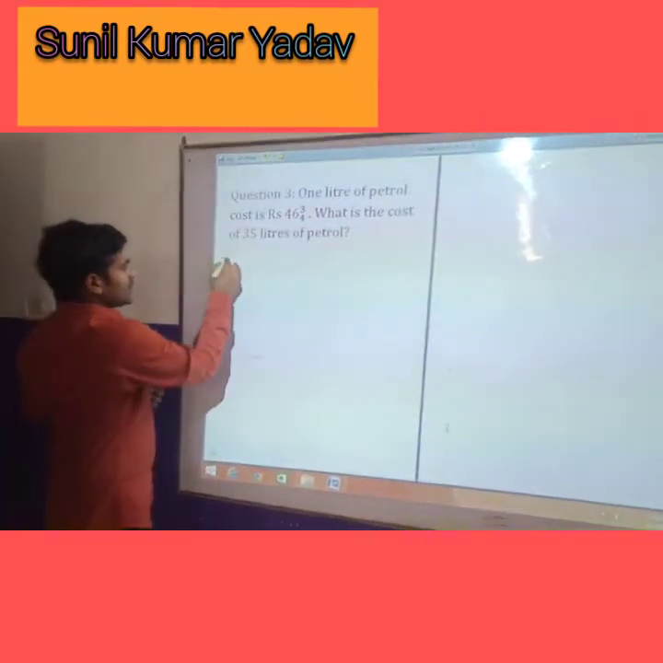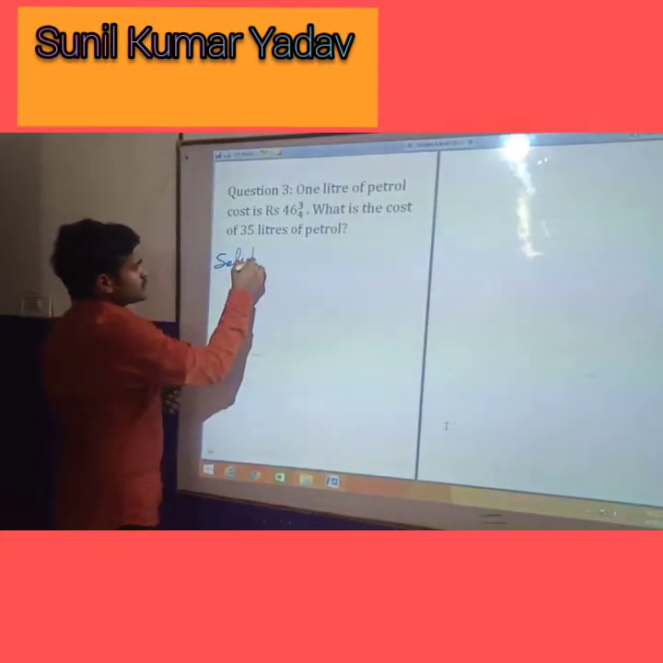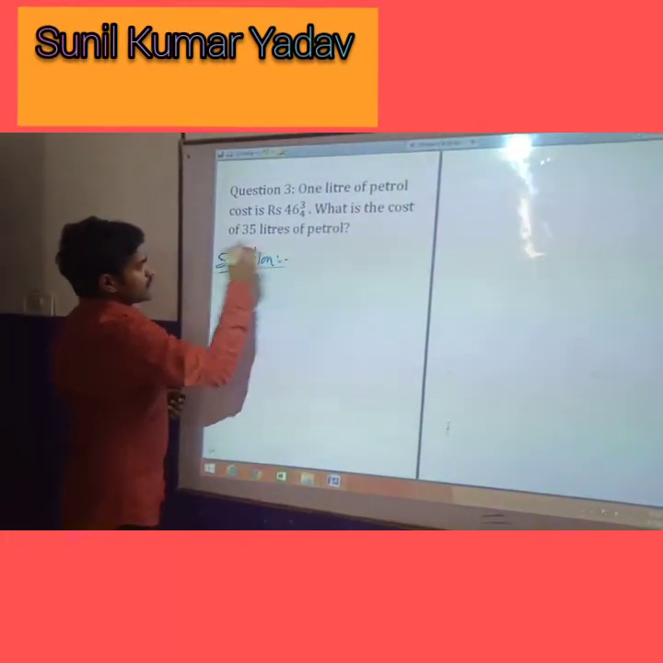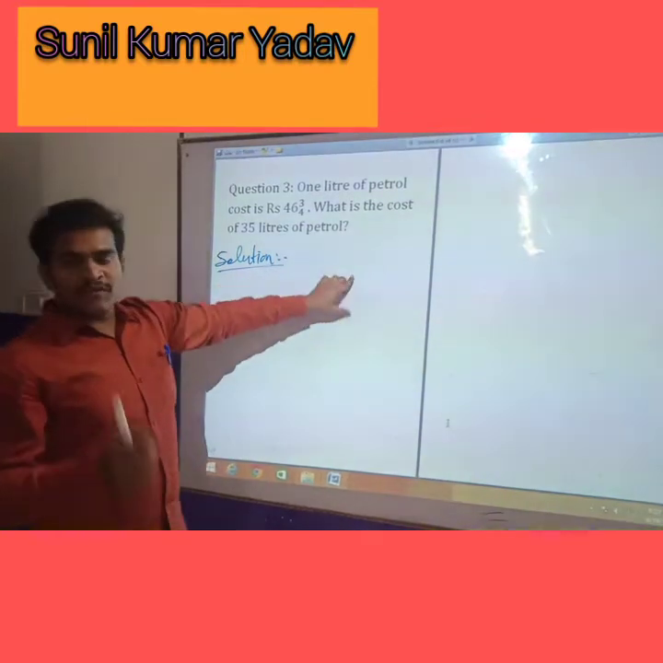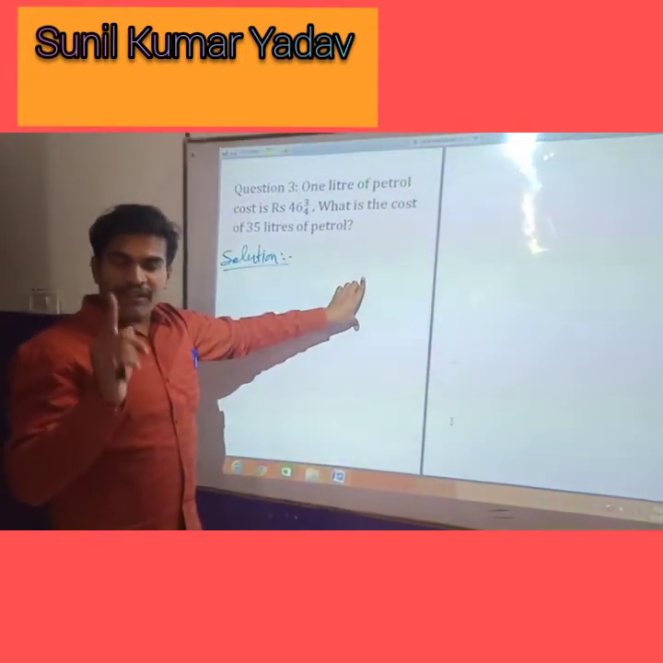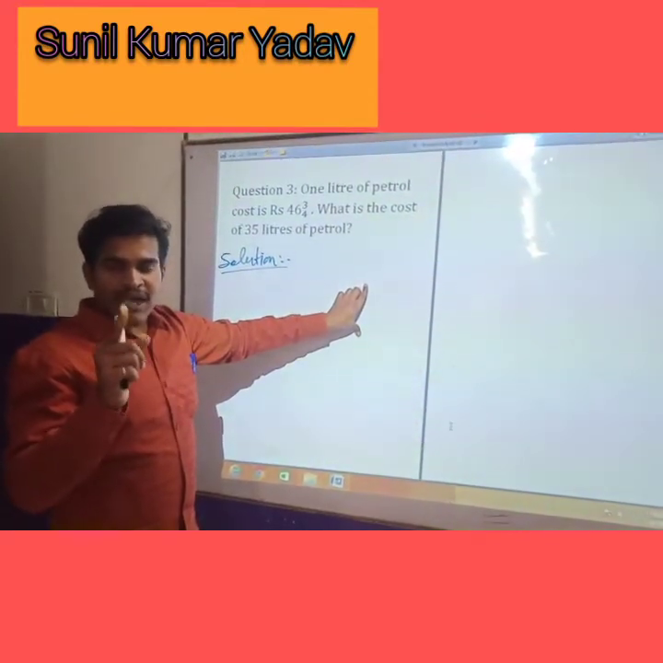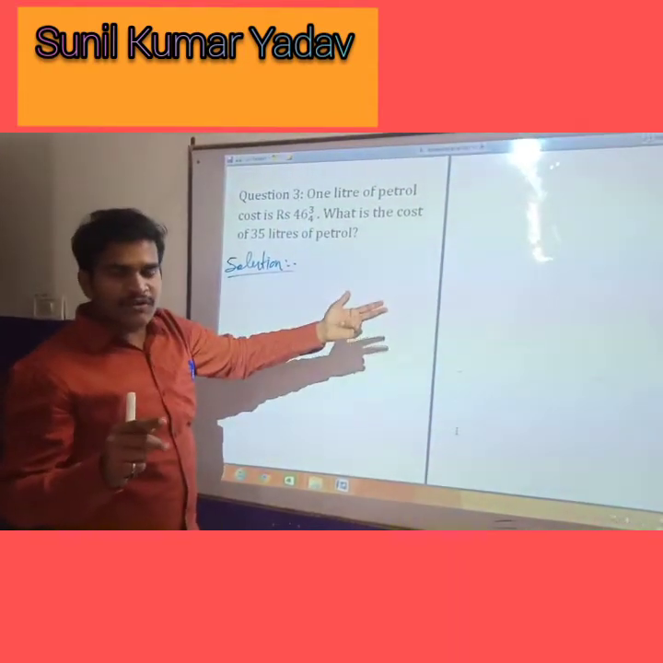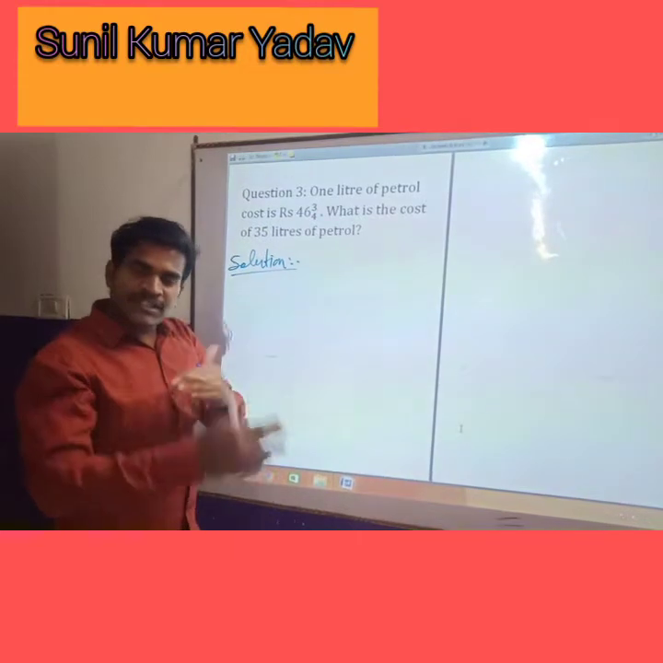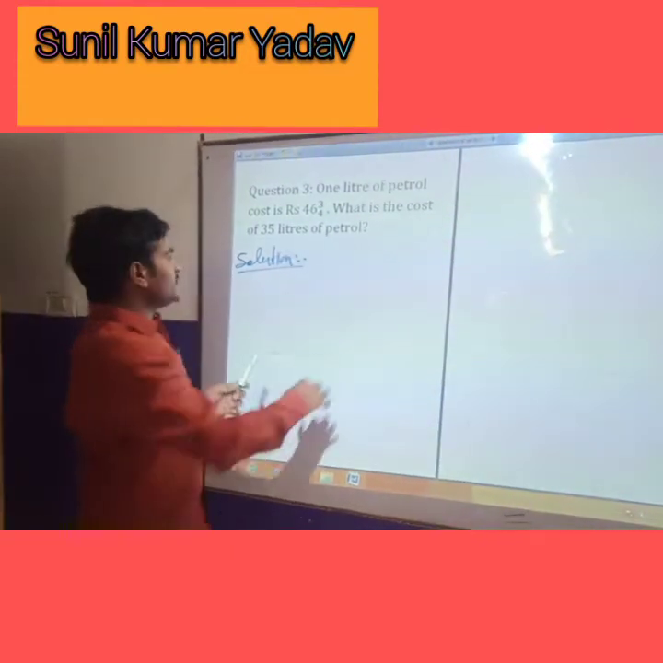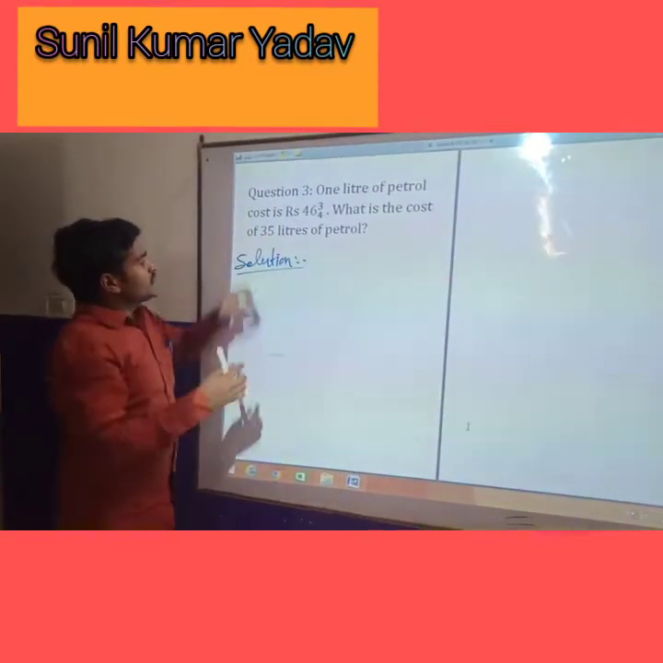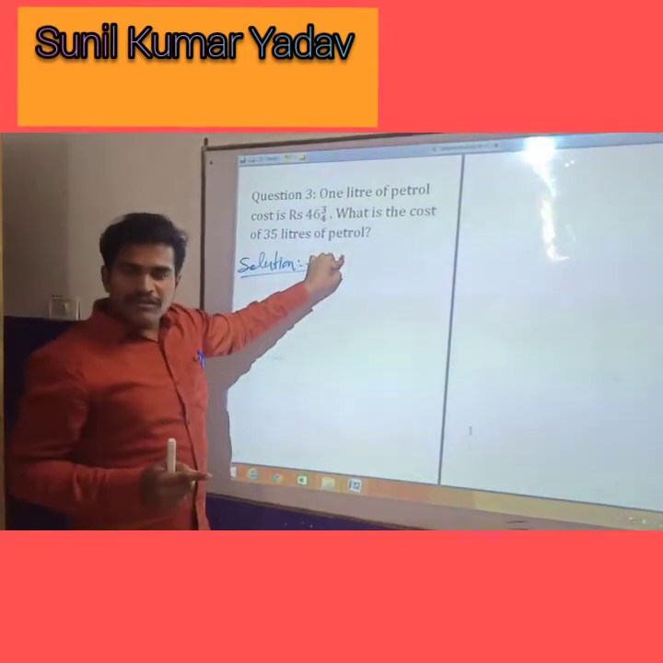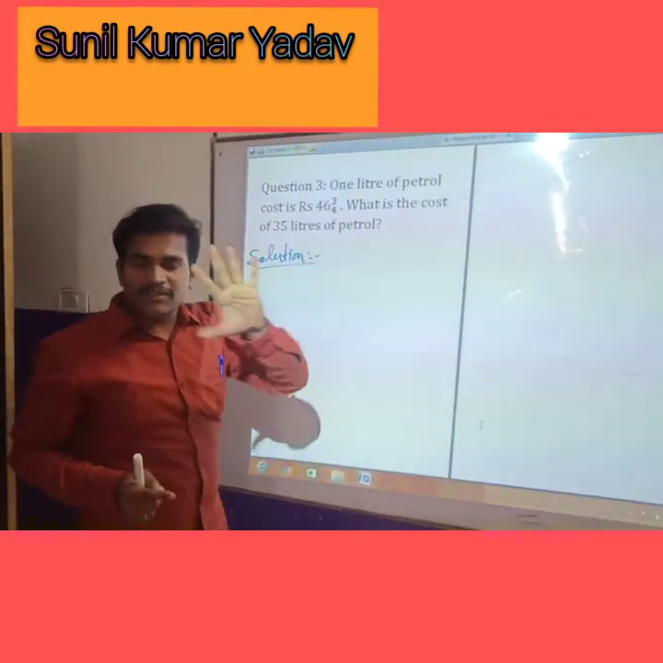So here, given that, I hope you learned the unitary method in class 7. Recall the unitary method. Cost of 1 liter petrol is this. So what is the cost of 2 liter petrol? Multiplied by 2. Cost of 3 liter petrol, multiplied by 3. And here we are going to find the cost of 35 liters of petrol, so it would be multiplied by 35.